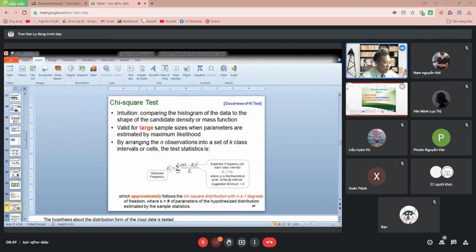Let's see KS, chi-square. The chi-square methods. You know the chi-square test already, right?